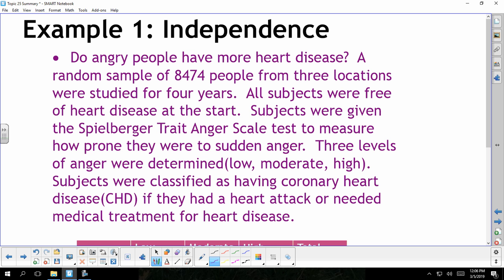A random sample of 8,474 people from 3 locations were studied for 4 years. All subjects were free of heart disease at the start. Subjects were given the Spielberger Trait Anger Scale test to measure how prone they were to sudden anger. 3 levels of anger were determined: low, moderate, and high. Subjects were classified as having coronary heart disease if they had a heart attack or needed medical treatment for heart disease. All right, so let's look at our two-way table and see what we have here.